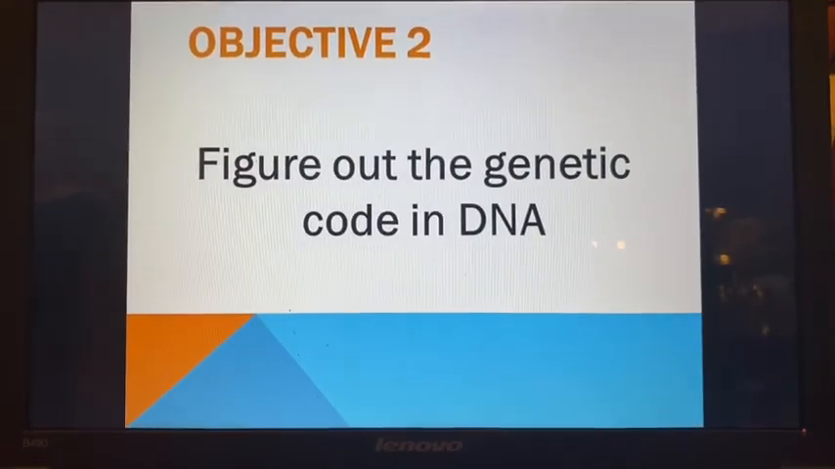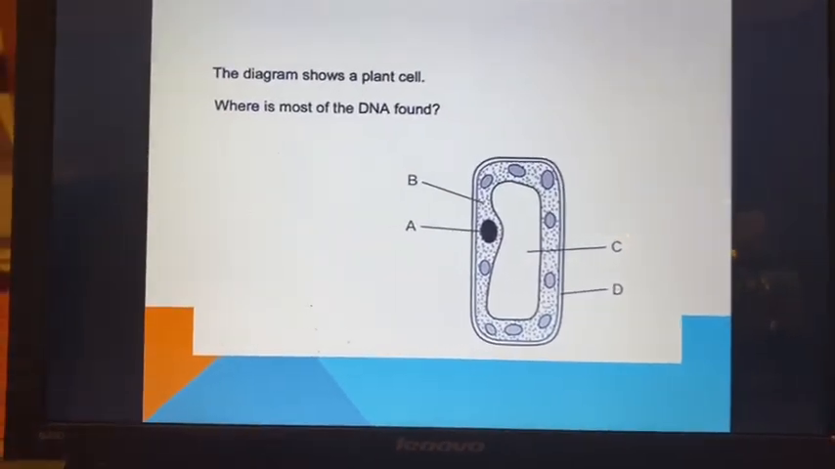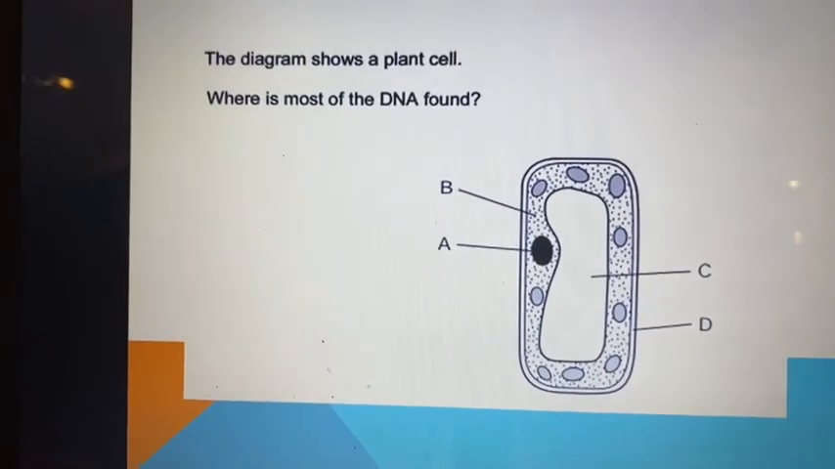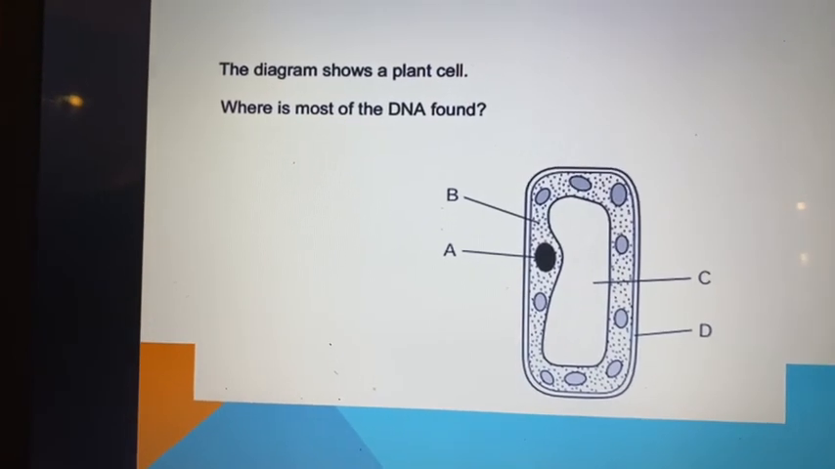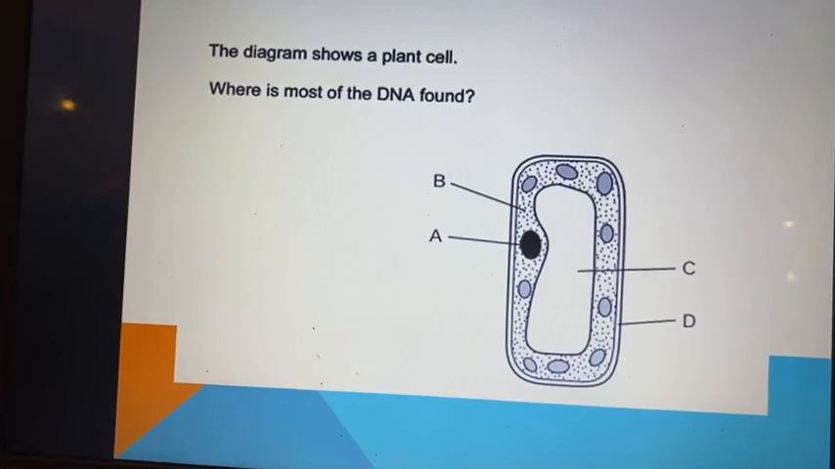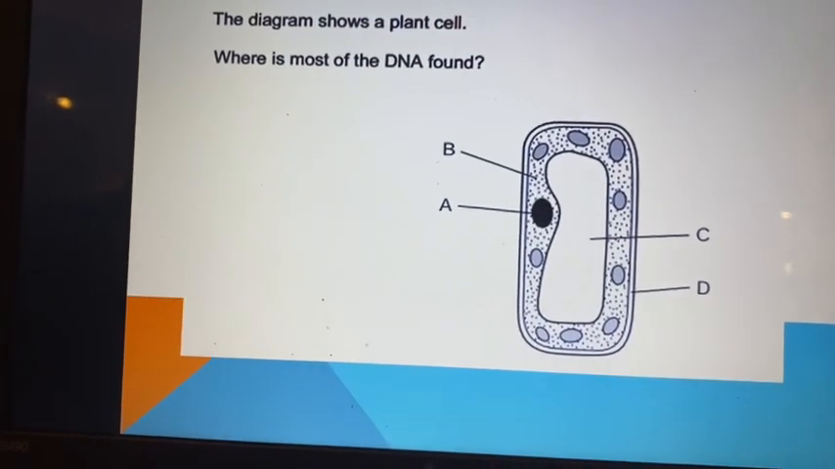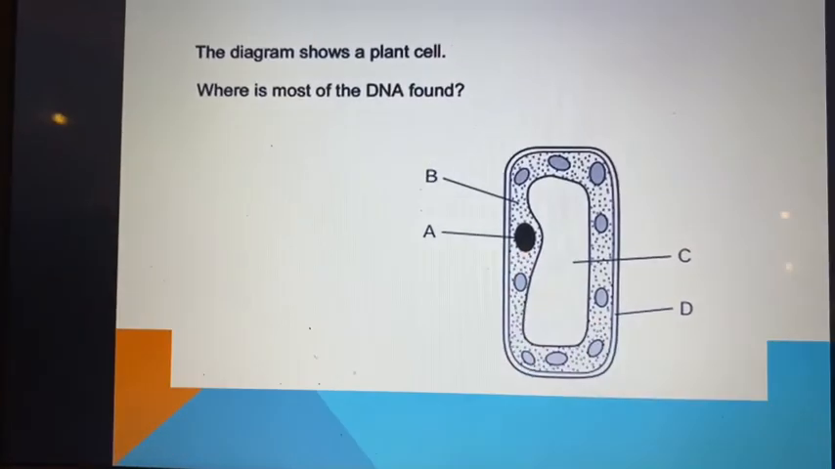Figure out the genetic code in DNA. What is the genetic code? Look here. The diagram shows a plant cell. Where is most of the DNA found? Is it A, B, C, or D? For sure it is A, because A is the nucleus.